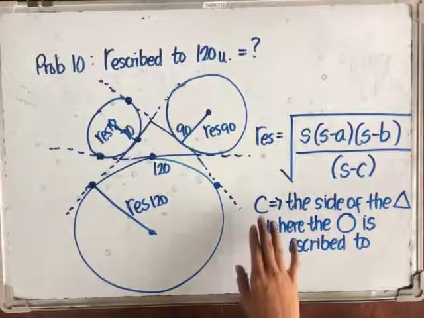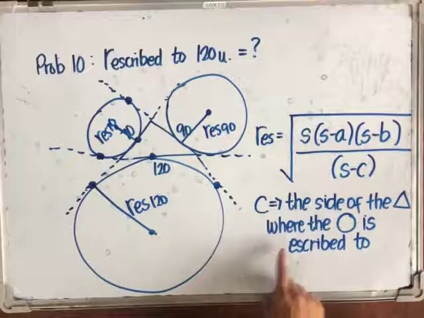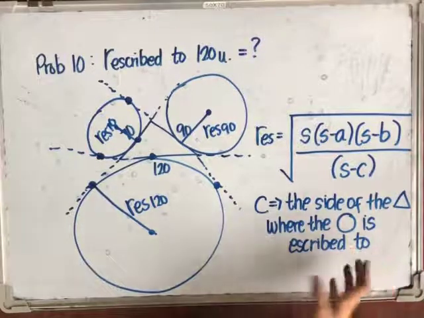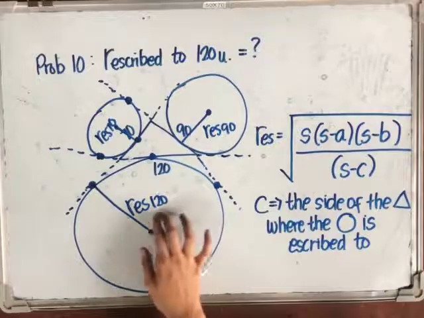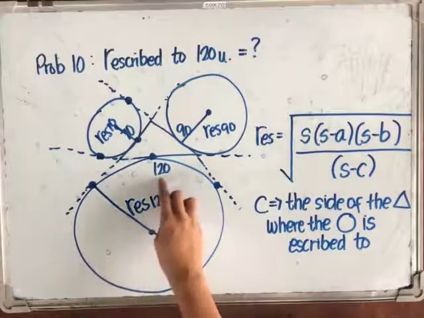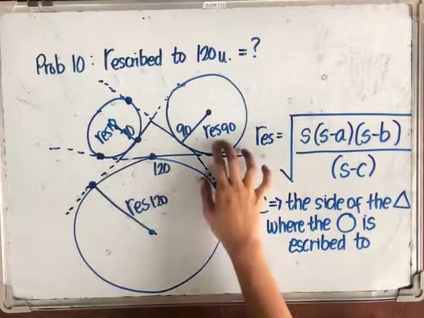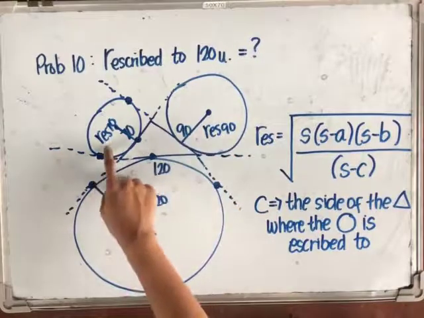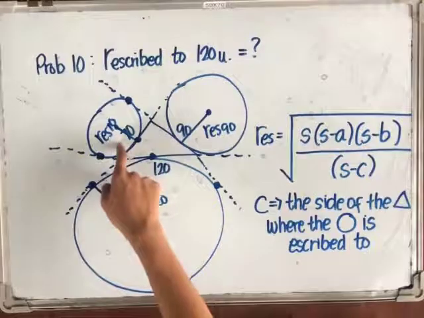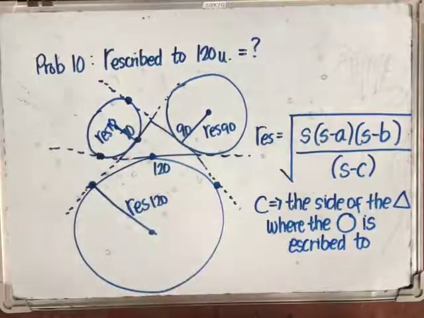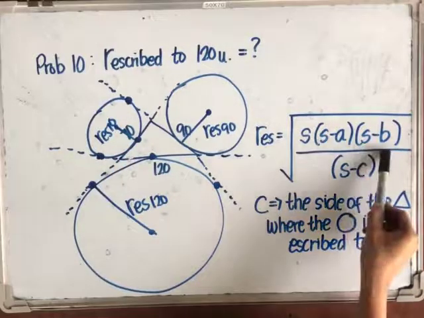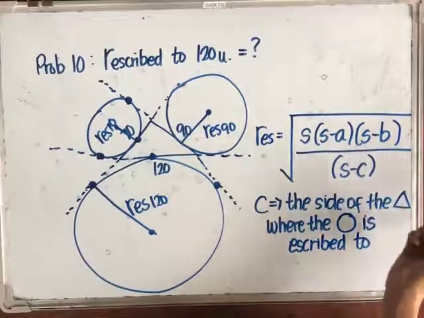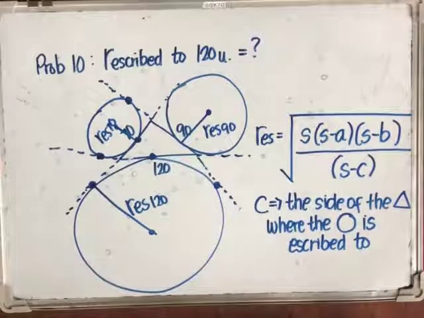Okay. So C is the side of the triangle where the circle is ascribed to. In this case, if you're looking for this radius, you will use C as 120. If you're looking for this radius, you will use C as 90. And if you're looking for this radius, you will use C as 70. Yung hindi mo nagamit as C, sila yung magiging A and B. Naintindihan niyo yun? So sana clear sa atin yun, no?